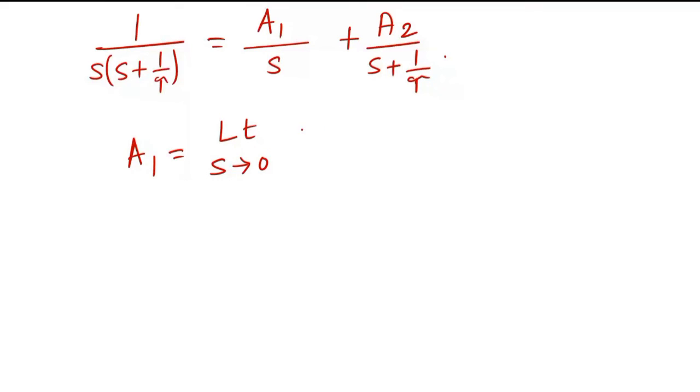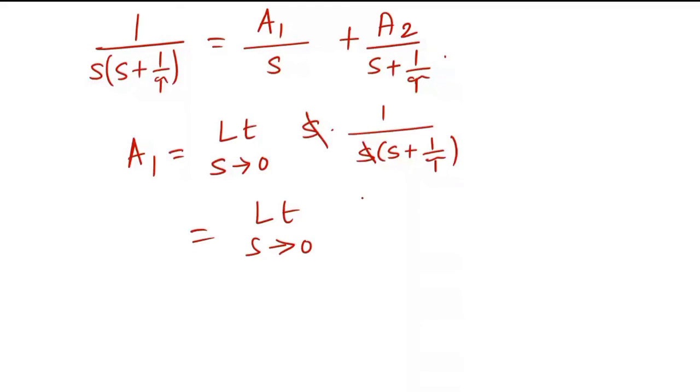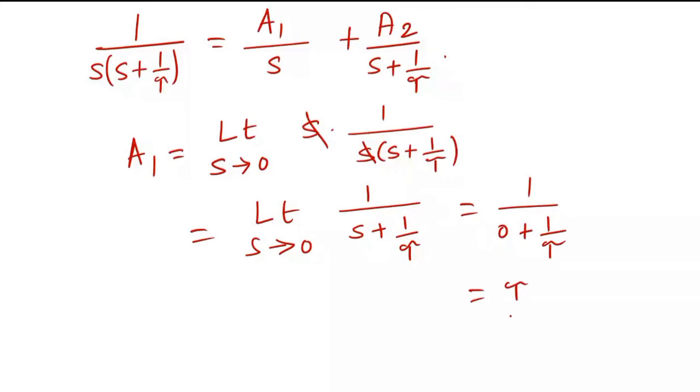A1 is equal to limit as s tends to 0, s into 1 by s into s plus 1 by tau. So this s will get cancelled out. Here, limit s tends to 0, 1 by s plus 1 by tau is equal to 1 by 0 plus 1 by tau, is equal to tau. The value of A1 is equal to tau.